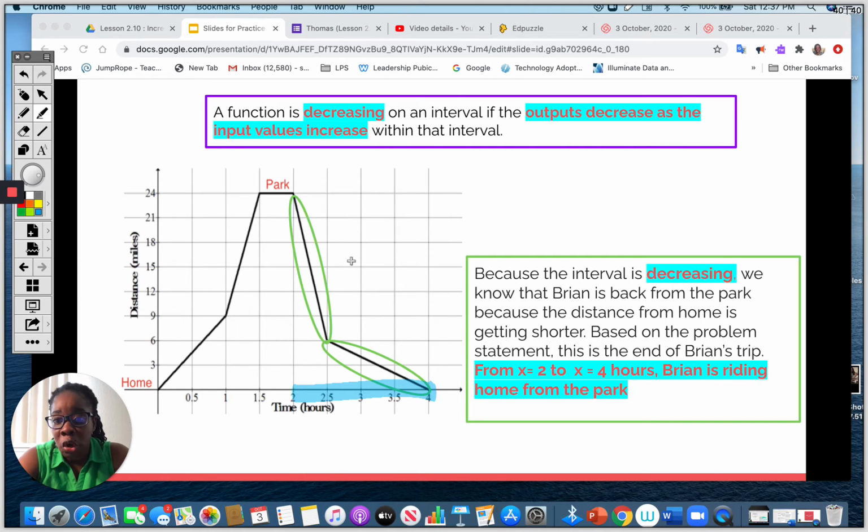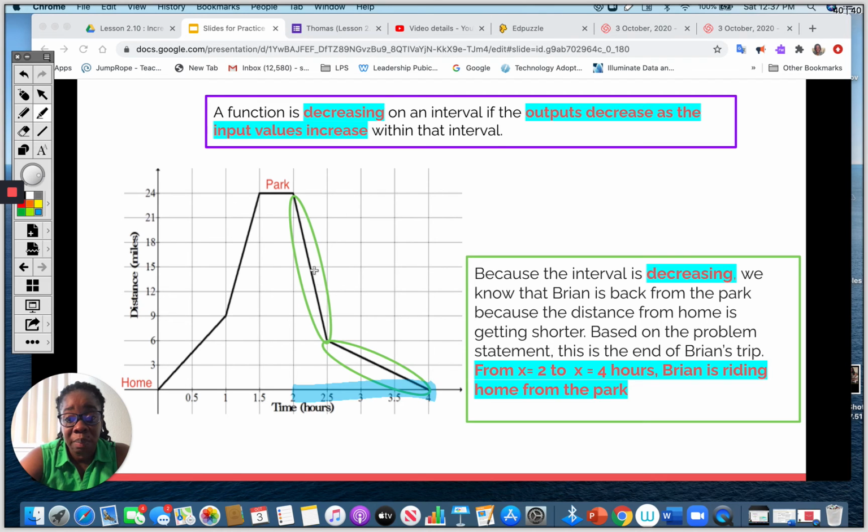So we know that because the story behind this was that Brian was riding from home to the park, and we're noticing, oh, home is where on the x-axis and the park is at the top. So if he's moving away from the park, we know his distance is heading back home because his distance from home is getting smaller. So because the interval is decreasing, we know that Brian is back from the park because the distance from home is getting shorter. So based on this statement, this is the end of Brian's trip.